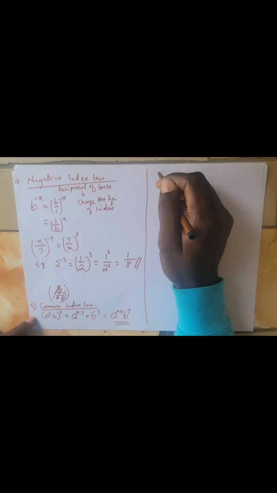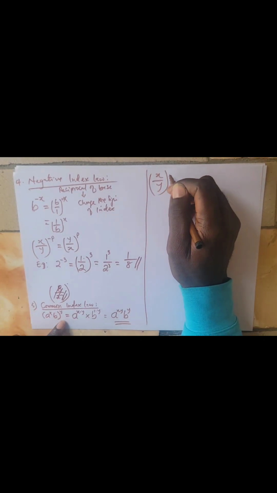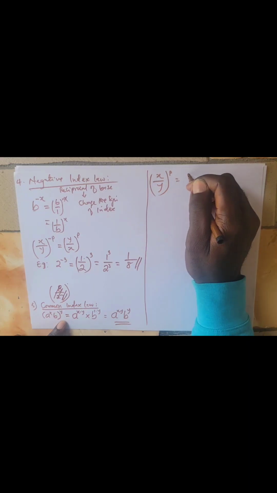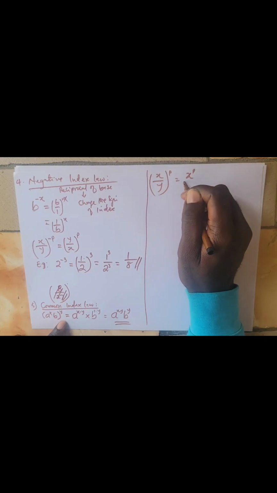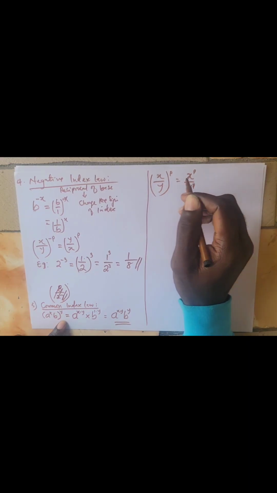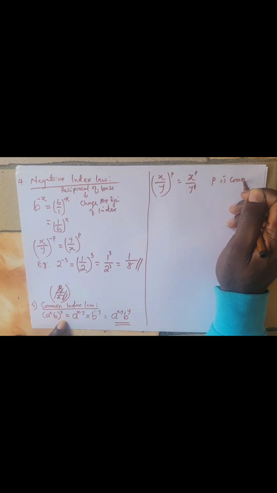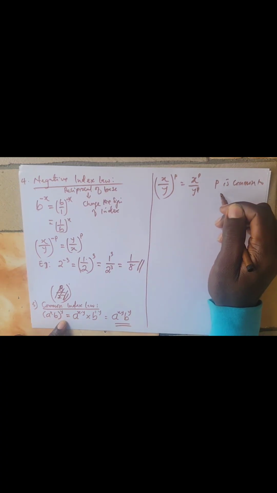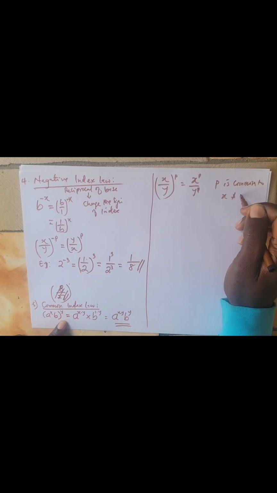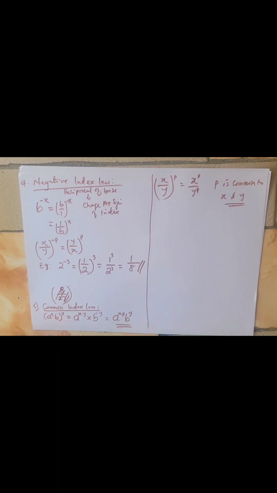It also goes this way: x over y all raised to power p is equal to x raised to power p over y raised to power p. So this means that p is common to x and y. That's why it's called the common index law.